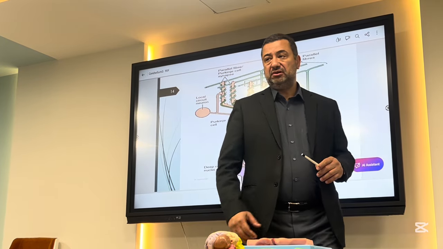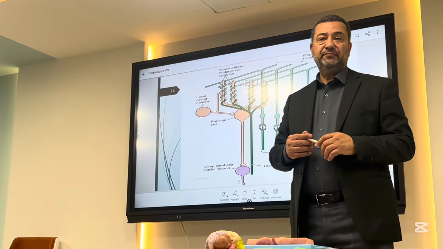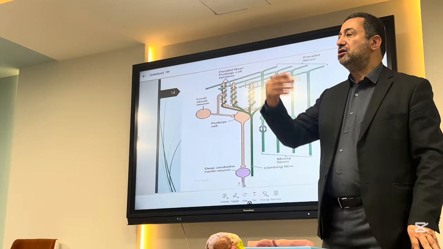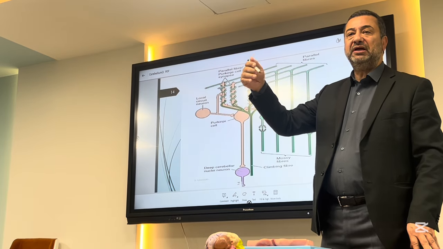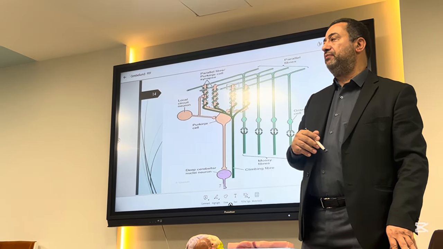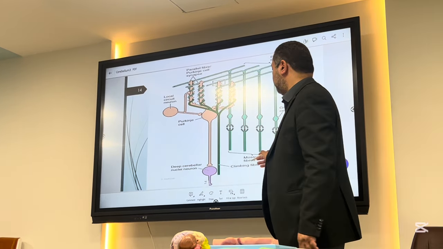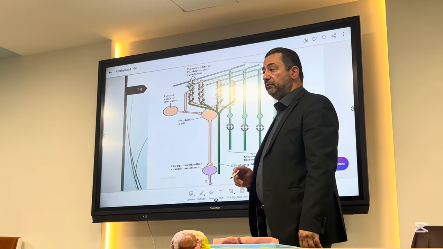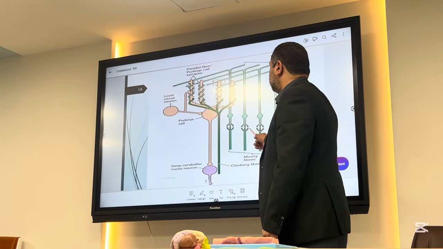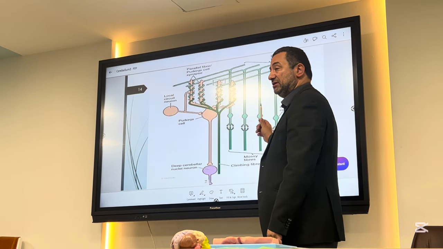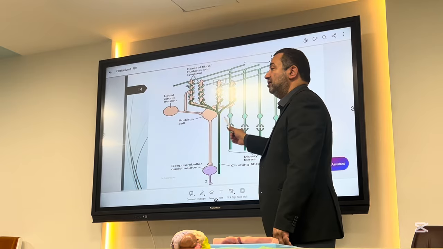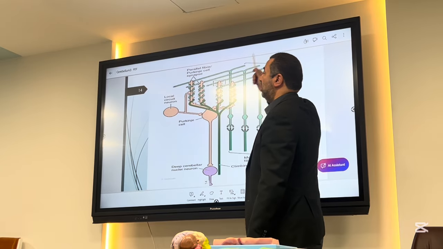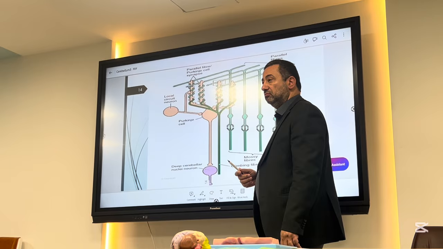Afferent fibers enter into the cerebellum via superior cerebellar peduncle, middle cerebellar peduncle, or inferior cerebellar peduncle. These fibers make mossy fibers. These mossy fibers make synapses with the dendrites of granule cells, and axons of granule cells make parallel fibers. Yeah?